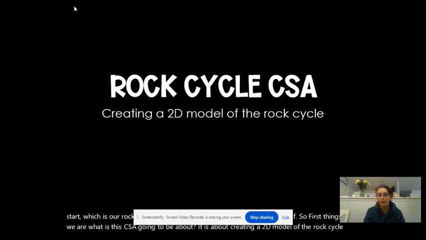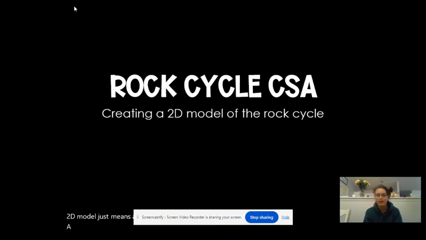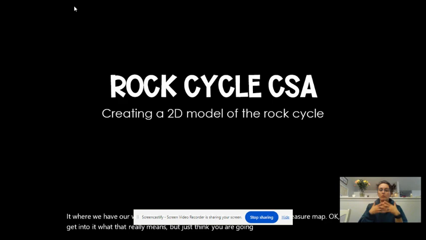And 2D model just means a picture in this case, and this is not a diagram in the way that we've seen in our unit where we have our web. This is more of kind of an X marks the spot, like a treasure map. I'll get into what that really means, but just think you are going to be showing me locations of where rocks are formed and where processes occur that we've talked about over this unit.